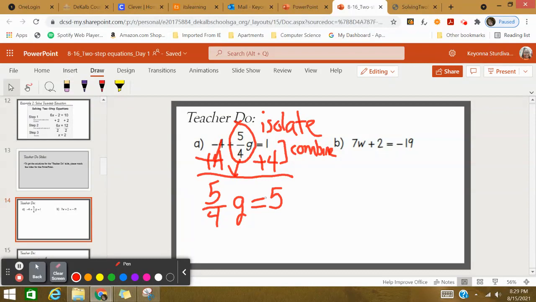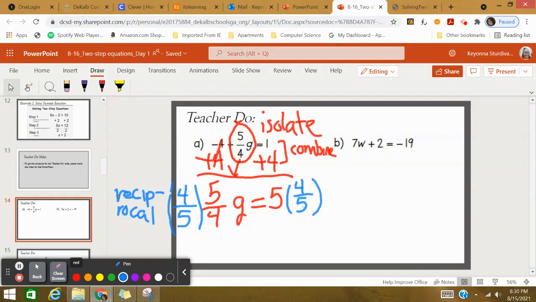Now this is when the reciprocal comes in handy. Remember, I need to multiply by the reciprocal, which means that I'm going to flip this fraction 5 over 4. So in this case, I'm actually going to multiply by 4 over 5. So again, this is one of the instances where the reciprocal comes in. Whatever I do to one side of the equation, I have to do to the other. So I'm going to multiply this side by 4 over 5.